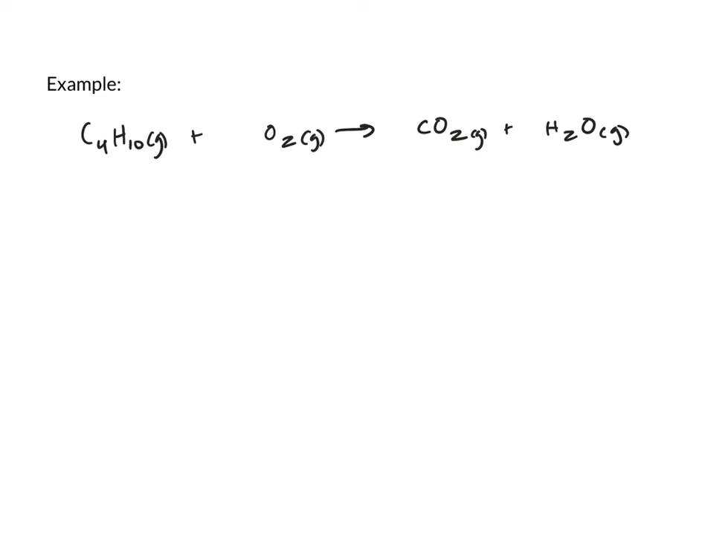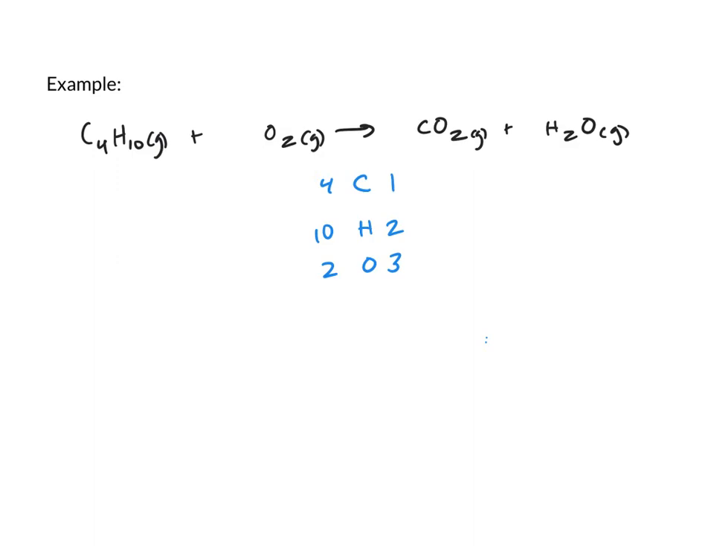Okay, and then we get to something that's a little bit more complicated. So I'm burning butane now instead of methane. Again, I'm going to have carbon, hydrogen, and oxygen. Going through, I have 4 carbons on the reactant side, 1 on the product. I have 10 hydrogens on the reactant side, 2 on the product side, and then I have 2 oxygens and 3 oxygens on the reactant and product side.